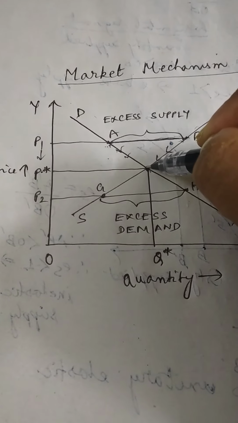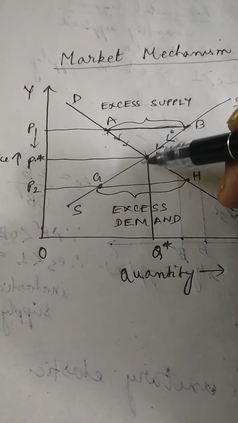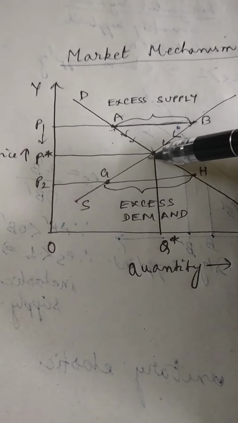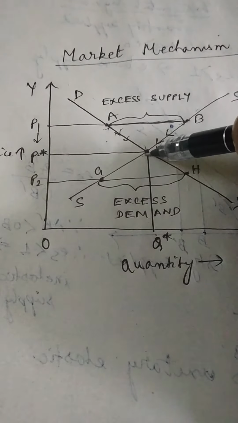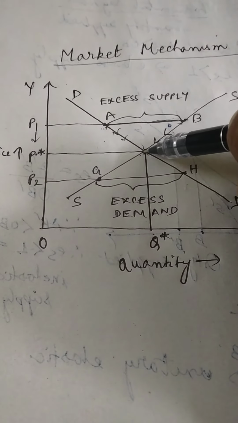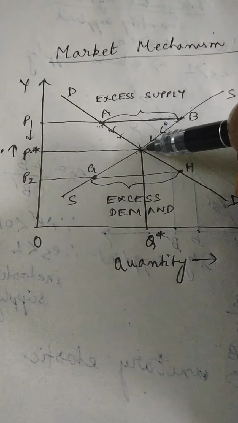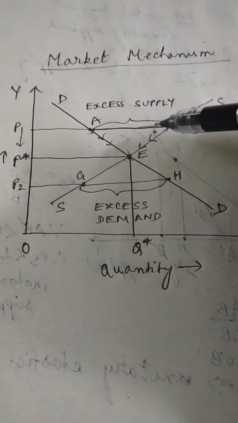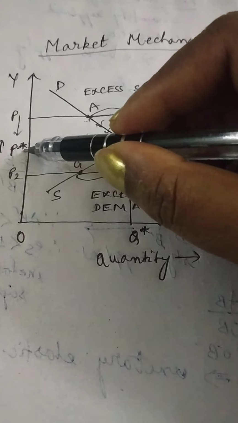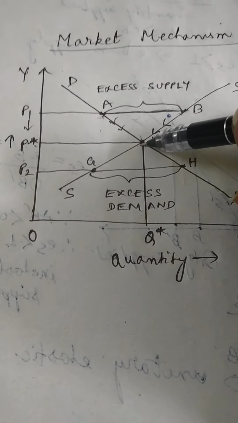And at point E, what is the price? P star. What is the quantity bought and sold? Q star. So P star is the equilibrium price, because see, at this point the demand and the supply both are equal. That means whatever we are buying at P star, the producers are selling that much amount only at P star. So both the consumers and the producers are satisfied.